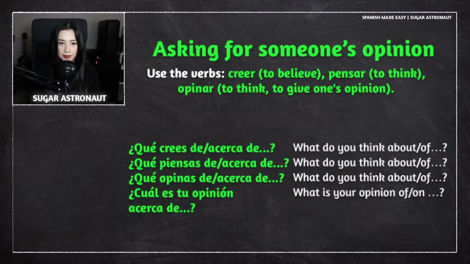When you want to know someone's opinion, remember we see here creer. I mean, crees comes from the verb creer. Pensar, piensas. Okay, so that's the second verb that we're talking about. And opinar, opinas. Okay, so that means opinar, to think, to give one's opinion. So keep that in mind, guys. If you hear this question, that means that someone wants to know your opinion on something or about something. And also, it's important to remember these questions if you want to ask for someone's opinion. Okay, so great.